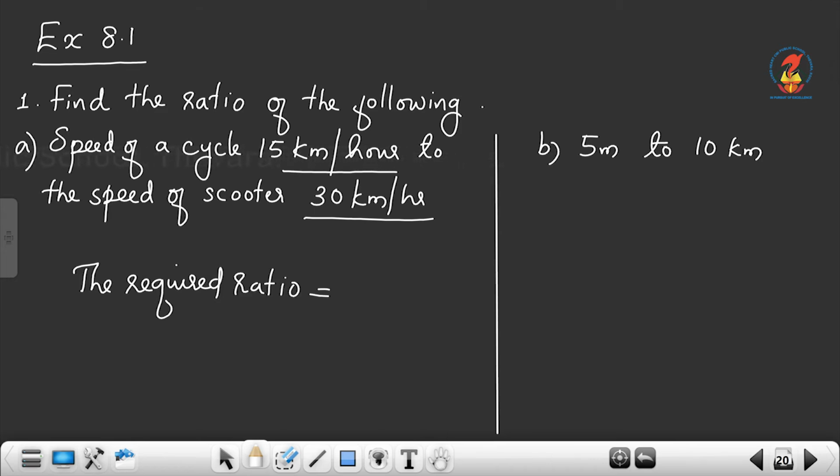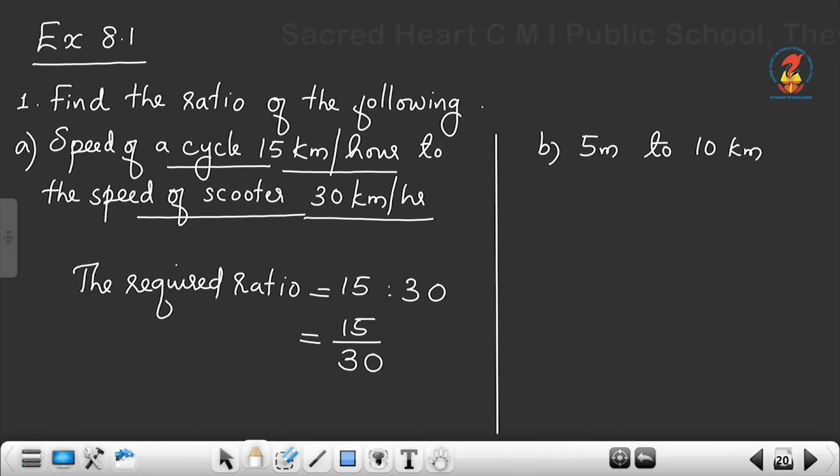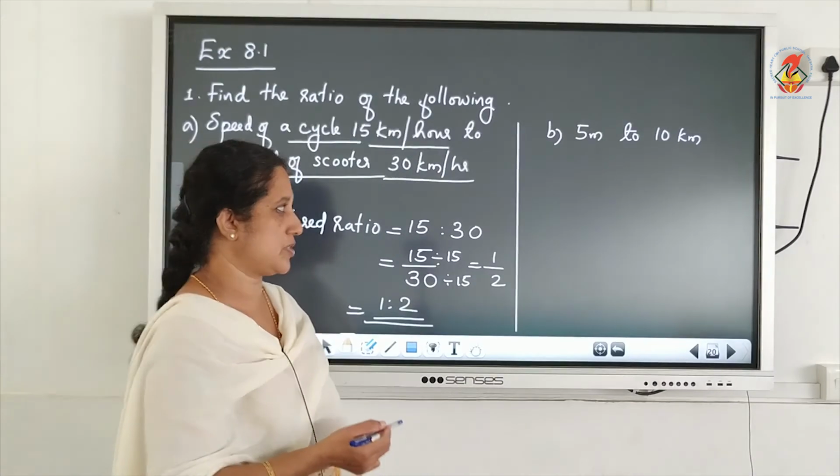you have to find out the ratio of the speed of a cycle. So that quantity you have to write first, 15 is to the second one, speed of a scooter, 30. So we can write it as 15 is to 30. In terms of fraction, 15 is to 30 means 15 by 30. The ratio should be expressed in the lowest form, and here we can divide both by 15. So what you will get, 1 by 2, and 1 by 2 we can write as 1 is to 2. Therefore the required ratio is equal to 1 is to 2.